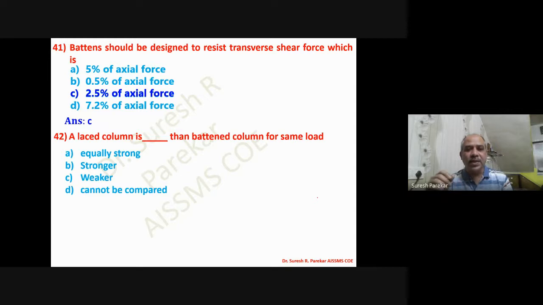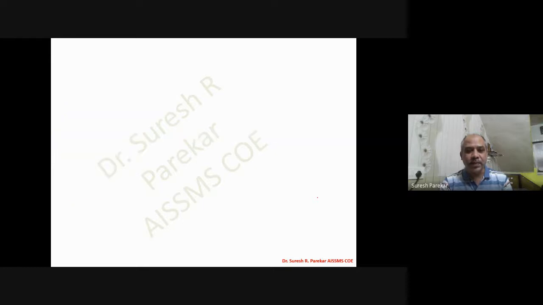Now a laced column is compared with a batten column for the same load. So the laced column is obviously stronger. What is the reason? Because the effective slenderness ratio in case of the laced column is 1.05, and in case of batten it is 1.1. So in case of batten your slenderness ratio is more, so automatically your fcd value will be less.